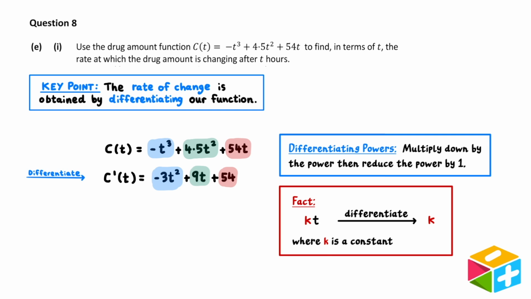So our final answer here is that the rate of change of our function, c dash of t, is equal to minus 3t squared plus 9t plus 54.